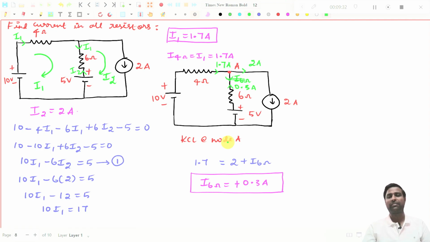I don't know whether it will be plus or minus, but if you are a well structured or well known person, you would have directly written, since you see 1.7 amperes is coming to this node and 2 amperes is going away. How will 2 amperes go away?